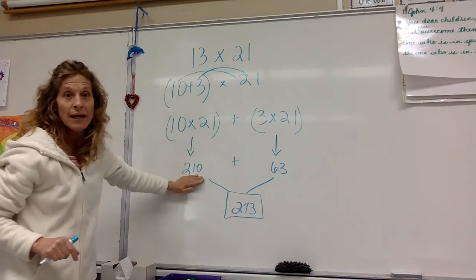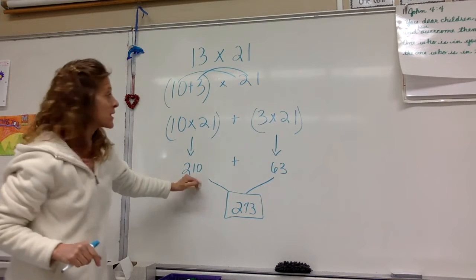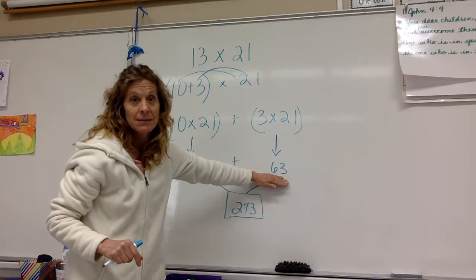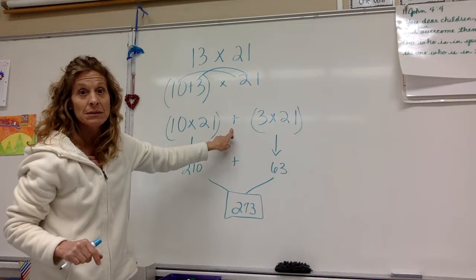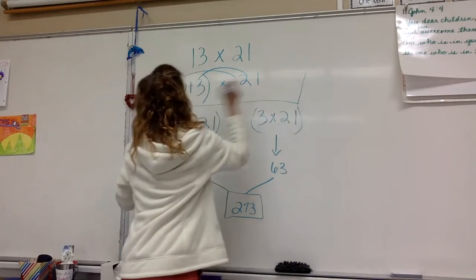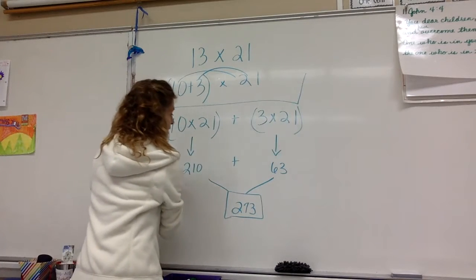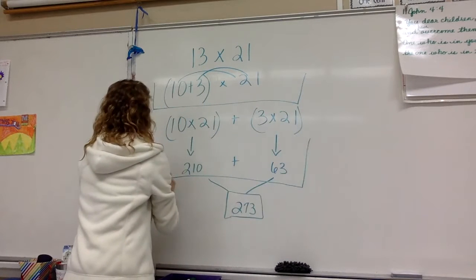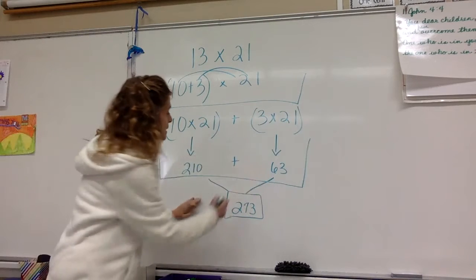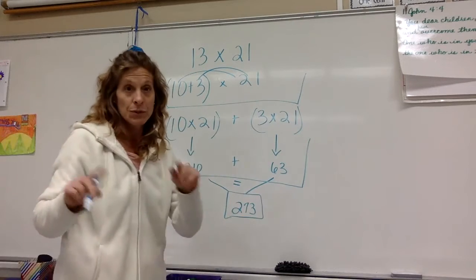10 times 21 is 210. 3 times 21 is 63. And I'm keeping the symbol. Okay? So this was the multiplication part. And here's the addition part. So 210 plus 63 equals 273. We'll do another one.